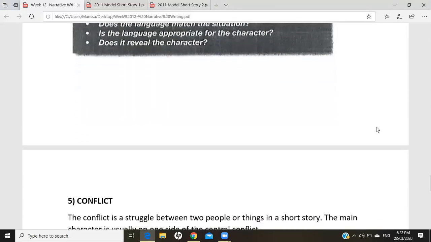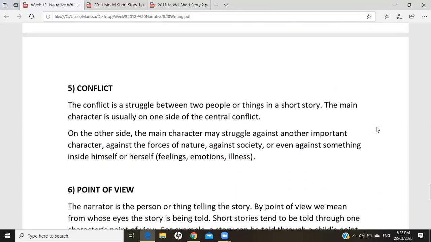The next element, which is extremely important, is conflict. The conflict is a struggle between two people or things in a short story. The main character is usually on one side of the central conflict. So in a story, you must have conflict, some sort of drama taking place, and it's usually between two people or things in the story. On the other side, the main character may struggle against another important character. So maybe the conflict is one character against another character.